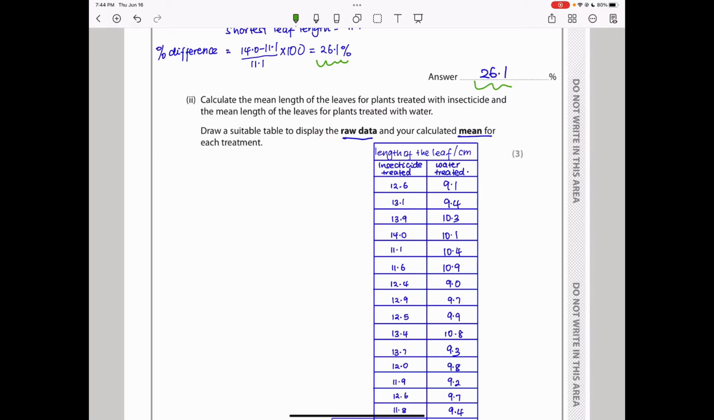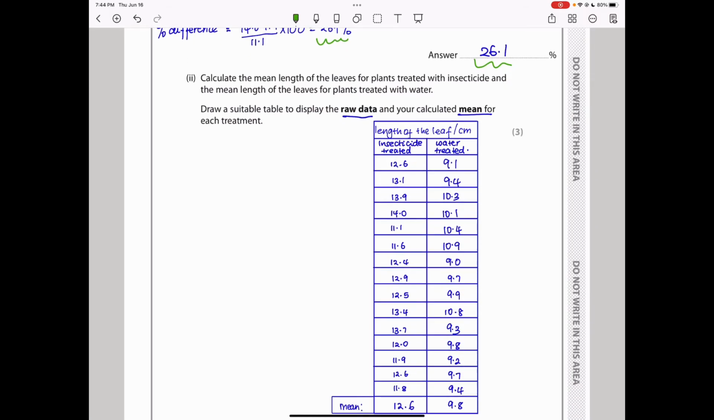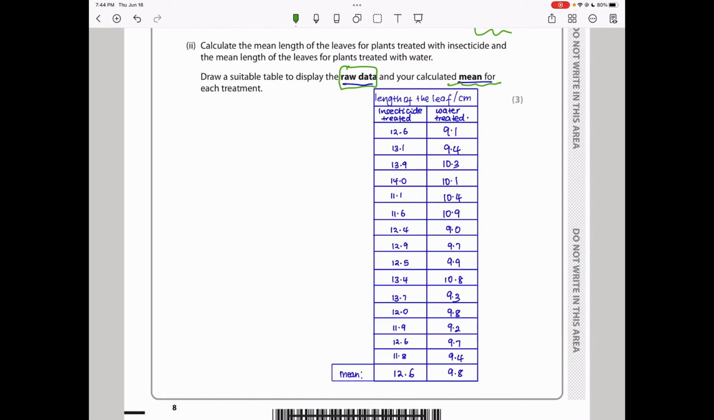So here they say draw a suitable table to display the raw data. If they say to display the raw data, you have to display the data the way it is, and then we have to calculate the mean for each treatment. So the raw data is going to be displayed in a table.